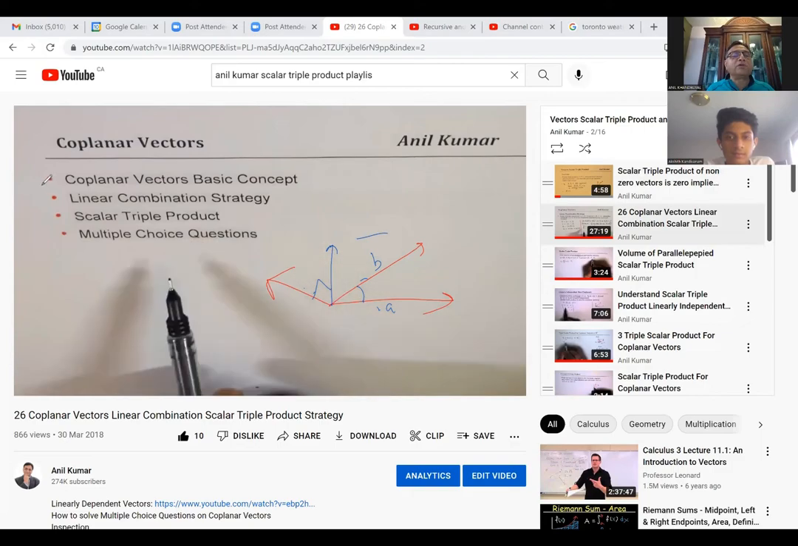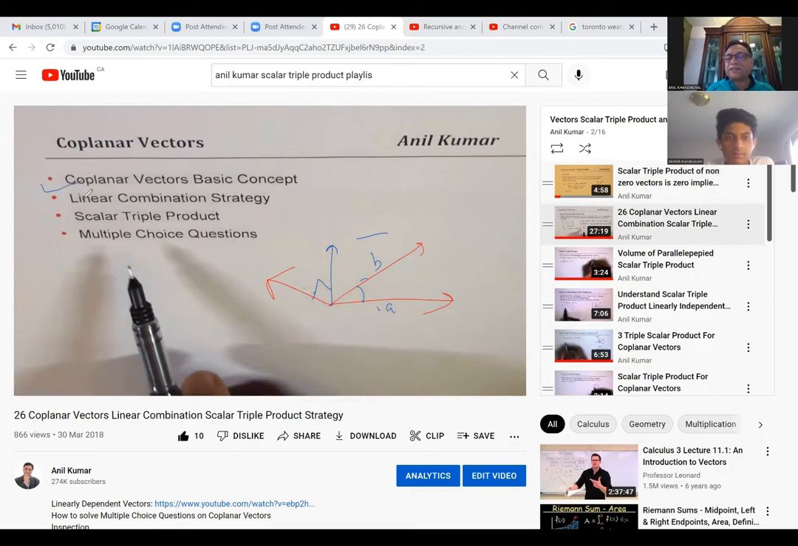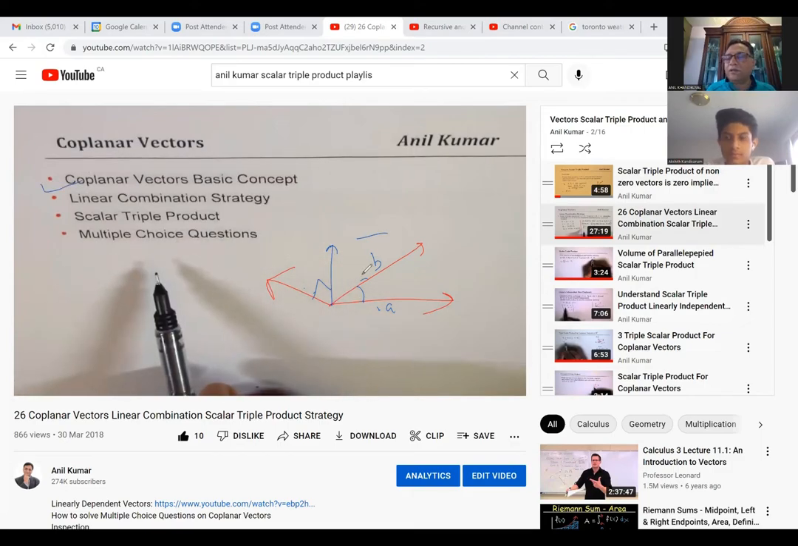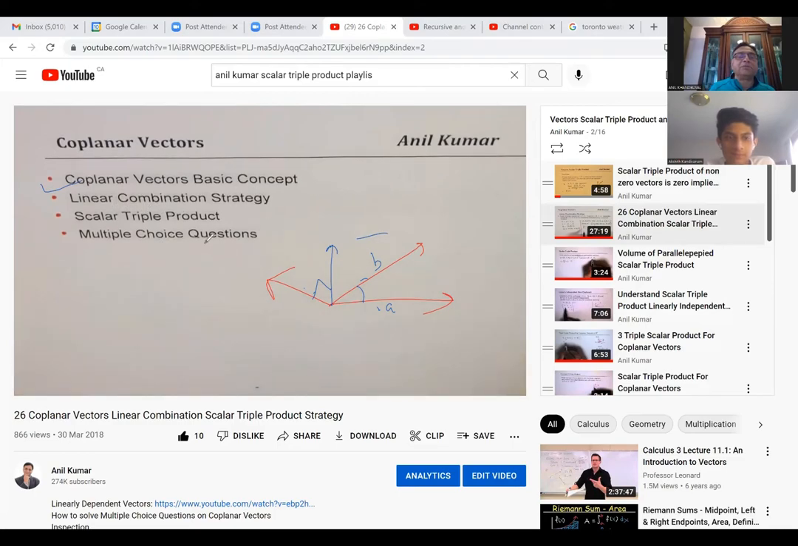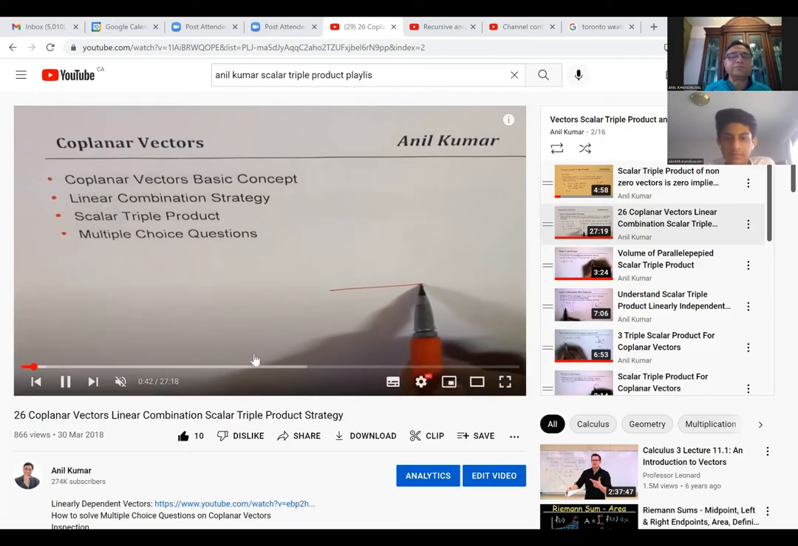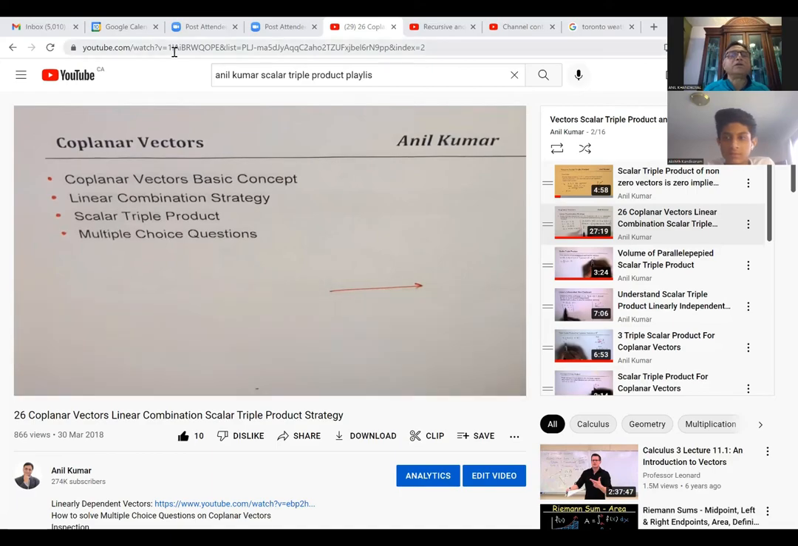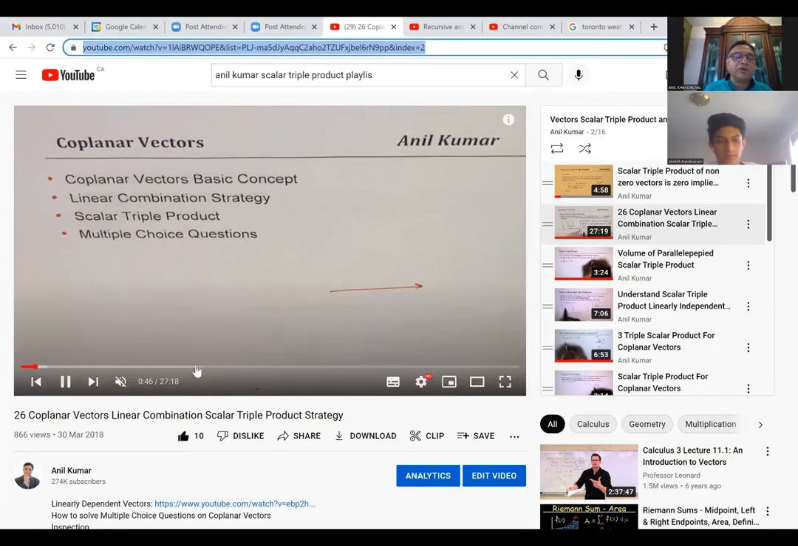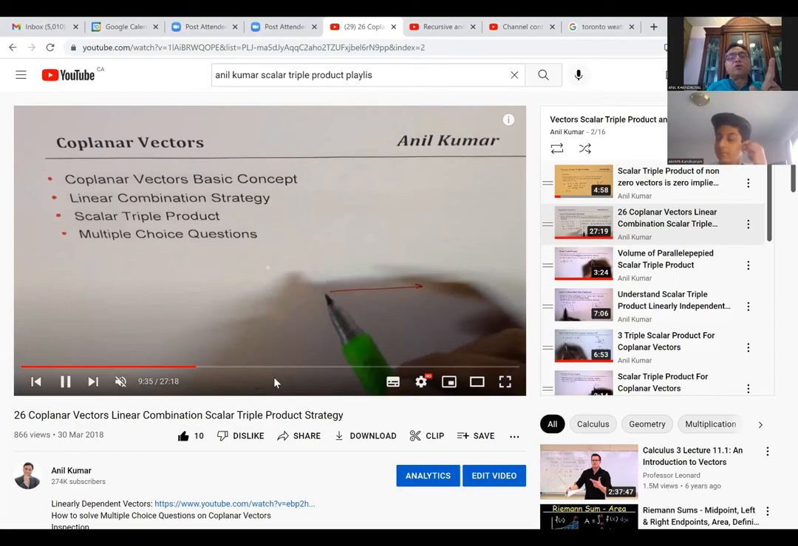So we can actually look into the properties of coplanar vectors, as I just said. Three vectors are coplanar if the scalar triple product is 0. Linear combination strategies, scalar triple product, and multiple and sub. So this is a big video, which is going to teach you many concepts about the chapter which you are learning. You get the idea? Yes, sir. So this is a very important video. I would like you to go through this video and understand all the four topics.